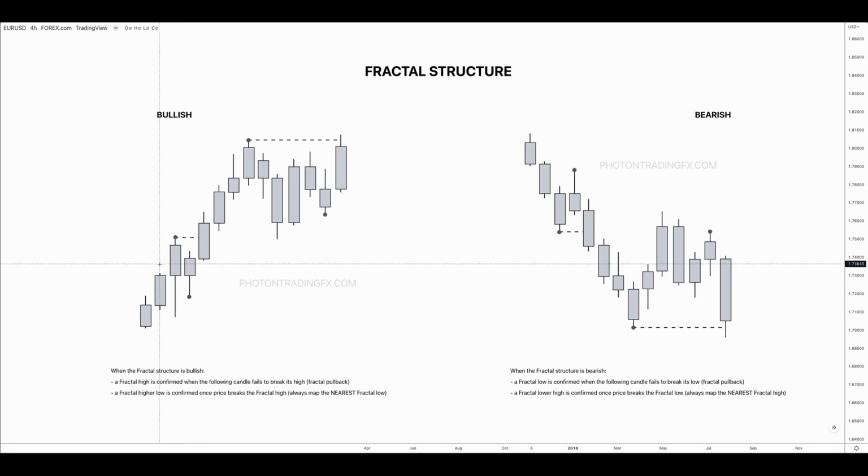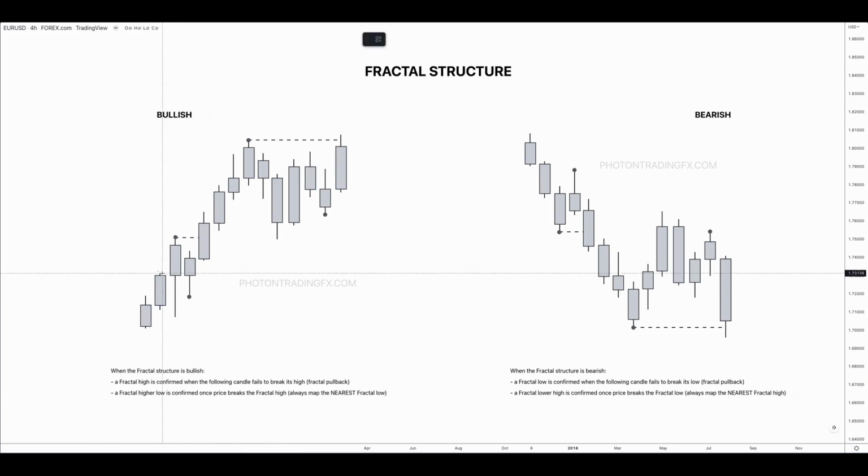But remember, what is the rule for defining an up move with fractal structure in a bullish market? It's nothing to do with where these lows are, remember? It's all about looking at, does the next candle break this candle's high? Yes. So it doesn't matter if this wick comes down here, it's irrelevant. It doesn't matter because this candle broke the candle's high. So it's part of the up move, okay?